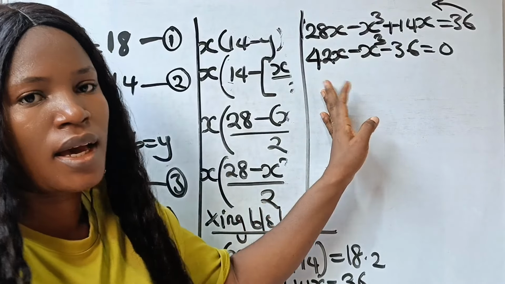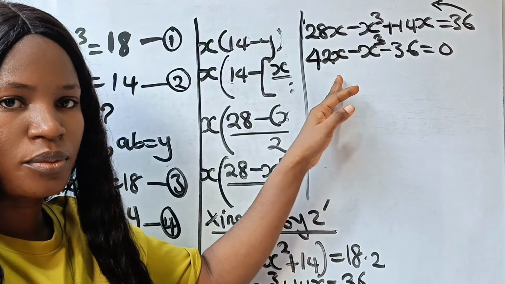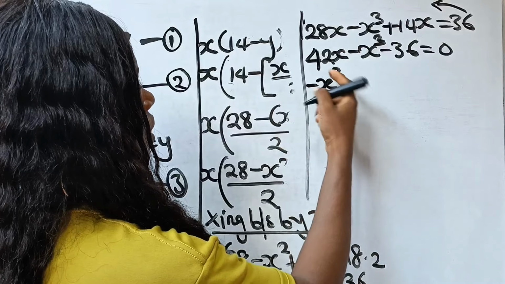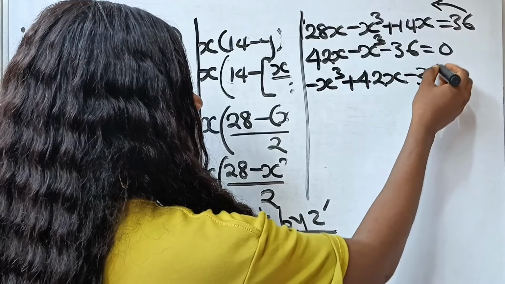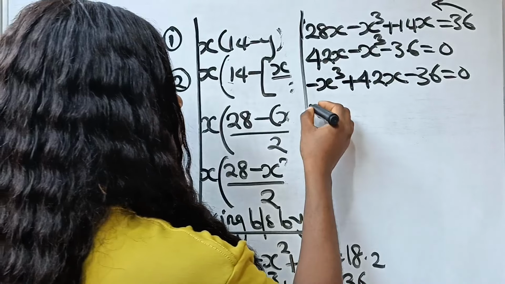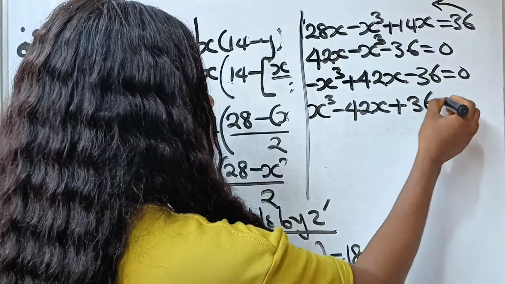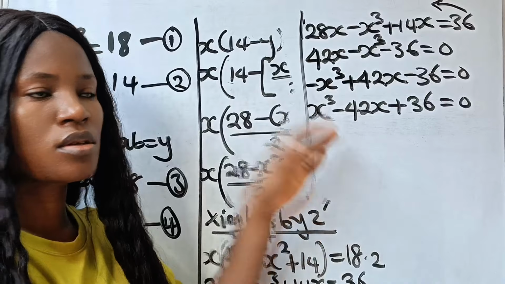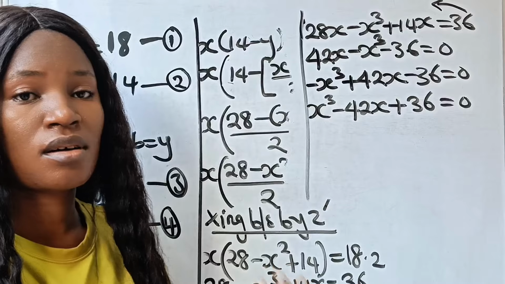So this looks like a cubic polynomial, right? So let's arrange it very well. So arranging it, we have this to come first. Minus x to the power of 3, then this plus 42x, then minus 36 is equal to 0. Multiplying through by -1, we now have x to the power of 3 minus 42x plus 36 is equal to 0. Now that we have cubic equation, I would rather solve it using synthetic division method. Okay, that one is always faster for me.